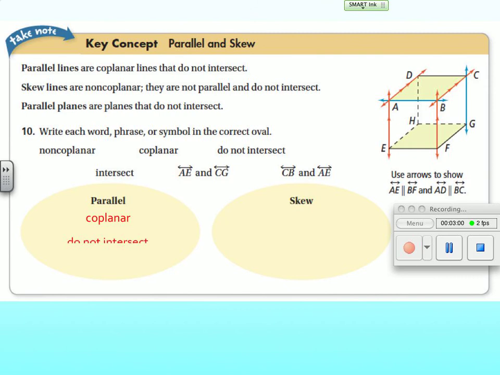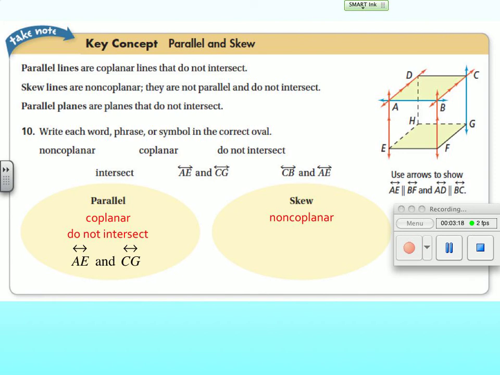Okay, so looking at the parallel bubble, we can just look at the definition. Parallel lines are coplanar lines that do not intersect. So we're going to write do not intersect. And in our drawing, if we look at AE and CG, I could draw a plane diagonally through the cube to include those two lines, so they are coplanar.